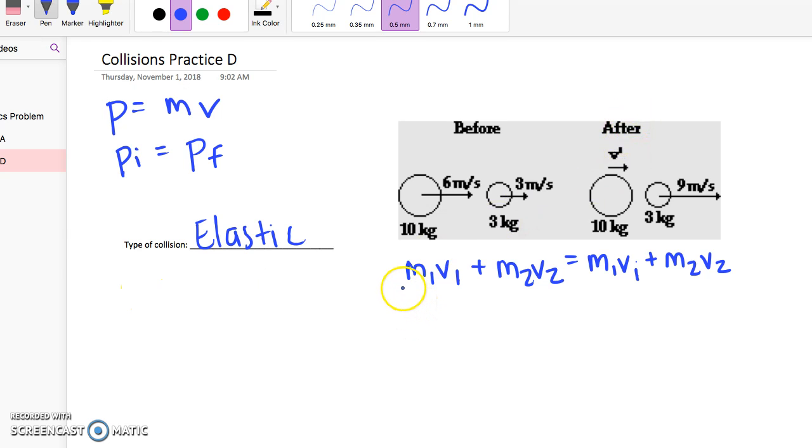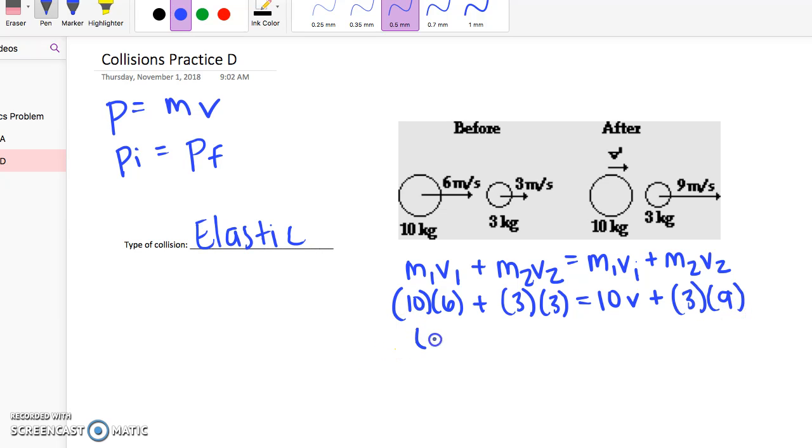So I start plugging in my numbers. We get 10 times 6 plus 3 times 3, which equals 10v. We are solving for the velocity of this object, plus 3 times 9. And I start simplifying. 60 plus 9 equals 10v plus 27. Since this smaller object sped up, I think it is safe to assume that this larger object probably slowed down. So we will look for that in our calculations.